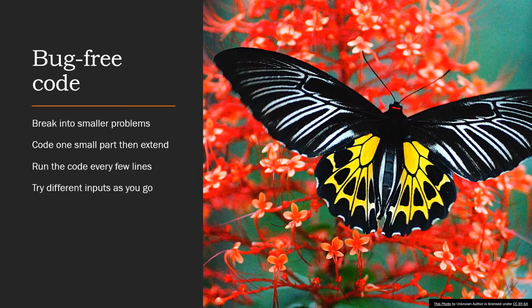You can also try out different inputs as you're running that program during your programming task. Try different inputs to make sure that your code can cope with all the different circumstances. In this way, you will minimize the amount of bugs in your code and you'll find that your programming goes much more smoothly.